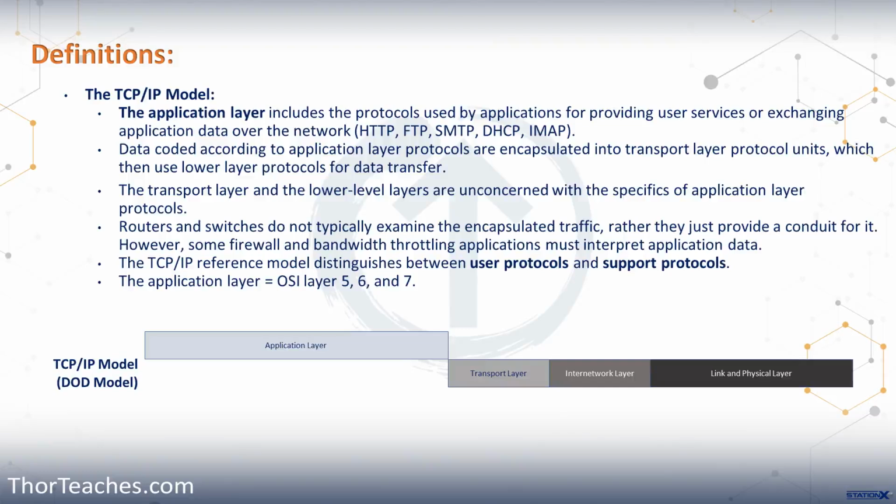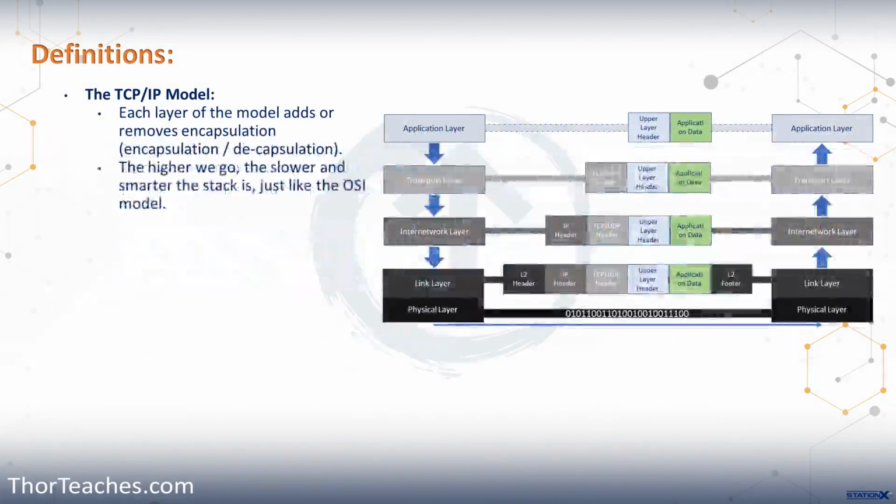Remember, traffic is encrypted on layer 6, so if it is encrypted on layer 5, we can't see what's in the data. I think it is also important to remember that the TCP/IP model distinguishes between user protocols and support protocols. User protocols are the protocols we use. Support protocols are, well, support protocols. They make stuff work.